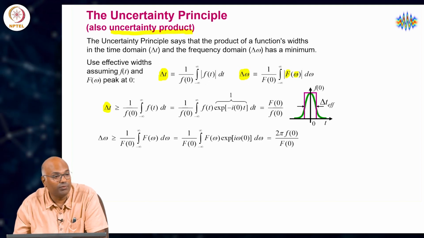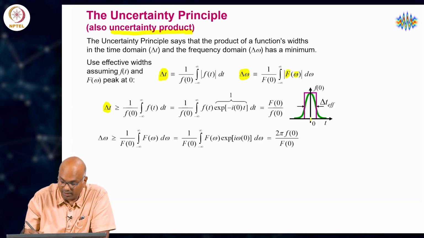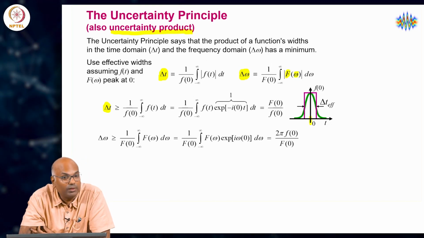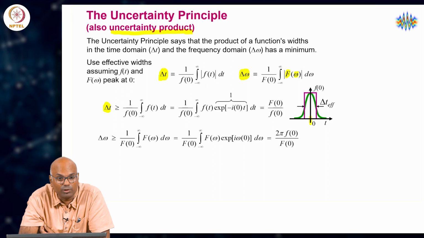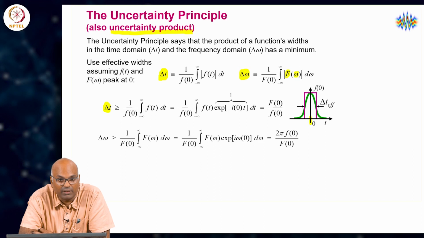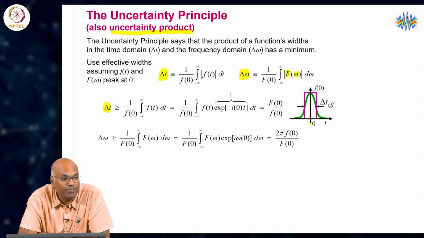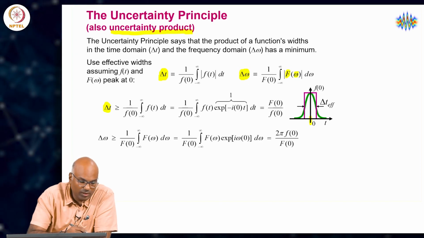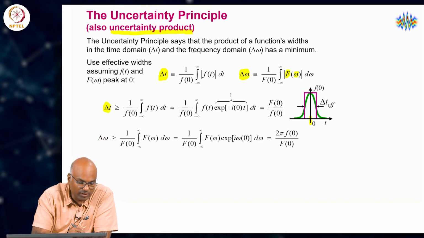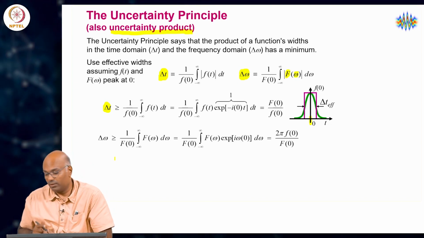The 0 of the scale in the temporal and the spectral domain is identified with the maximum of the distribution. The 0 of the scale, watch out for this. The 0 of the temporal or spectral scales is identified with the maximum of the distribution in either domain. If so, then a lower bound for these widths. Let us consider the delta t, the effective width in the time domain.